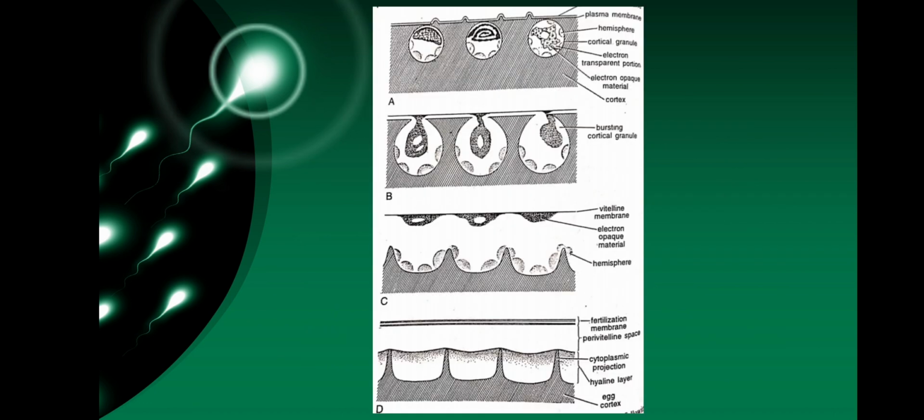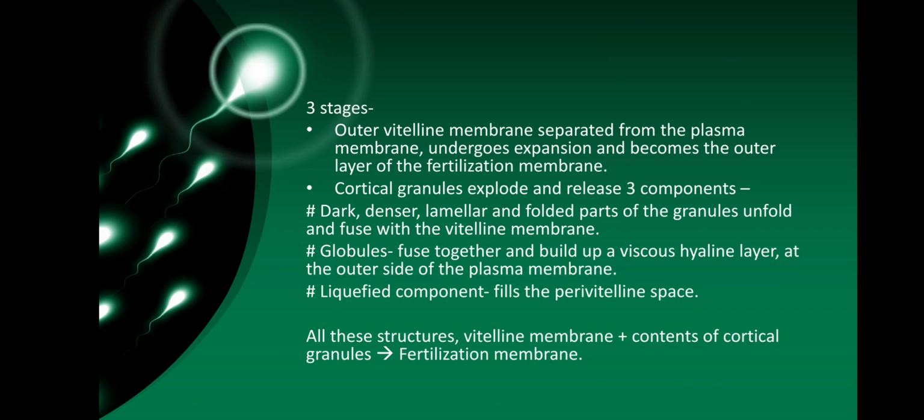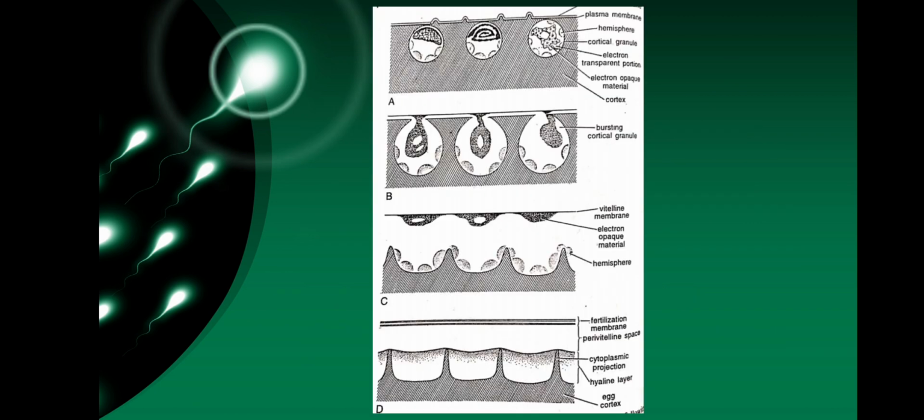So here we can see that the rounded structures are called cortical granules. They rupture, and here in the second stage, bursting of the cortical granules takes place and forms the vitelline membrane, and later it leads to the formation of the fertilization membrane. This is the perivitelline space. And next, as you can see, the globules fuse together and build up a hyaline layer around it, and that's how a fertilization membrane is formed. This is the egg cortex.